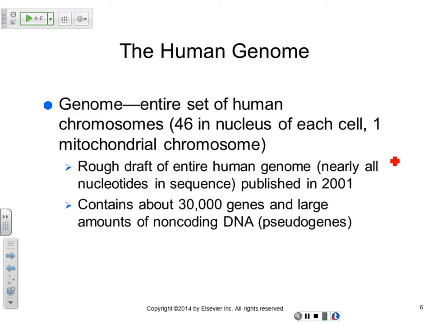All right. Okay, so the human genome. Of course, the human has got 46 chromosomes, so it's 23 pairs of the chromosomes. All right, and they're attached by the centromere in the middle there. But there's also one chromosome that occurs in the mitochondrial DNA.